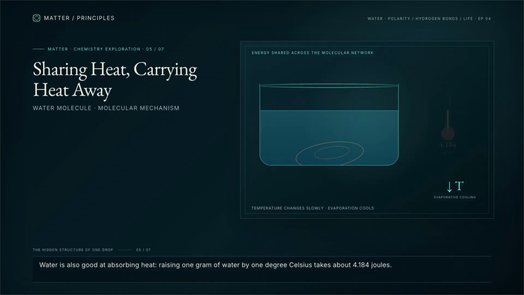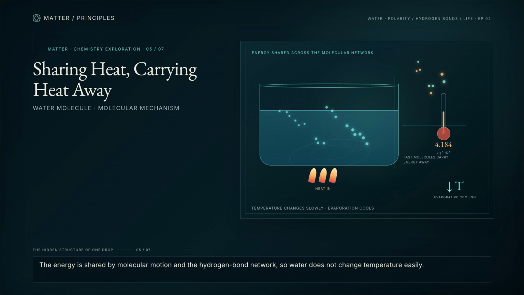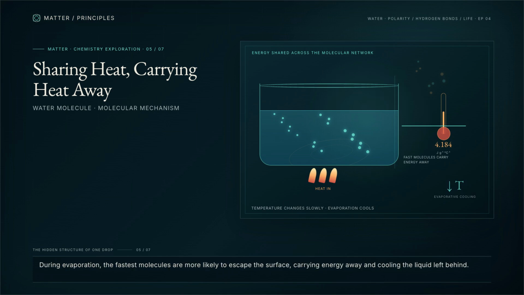Water is also good at absorbing heat. Raising 1 gram of water by 1 degree Celsius takes about 4.184 joules. The energy is shared by molecular motion and the hydrogen bond network, so water does not change temperature easily. During evaporation, the fastest molecules are more likely to escape the surface, carrying energy away and cooling the liquid left behind. That is one molecular reason sweat, oceans, and climate systems depend on water.